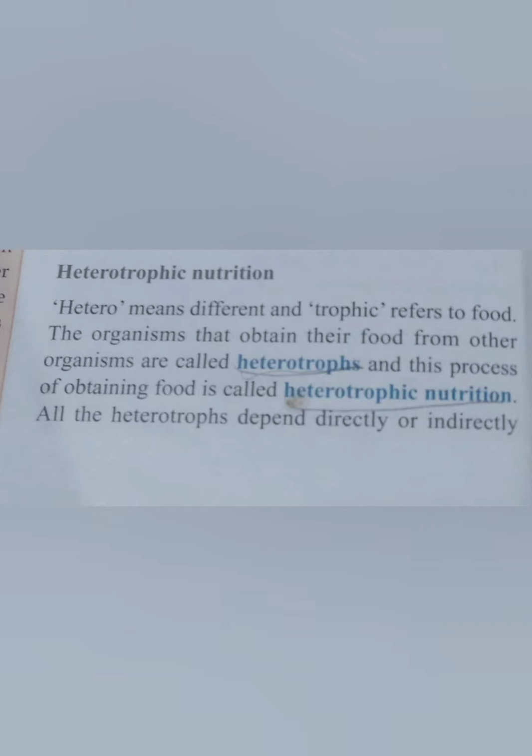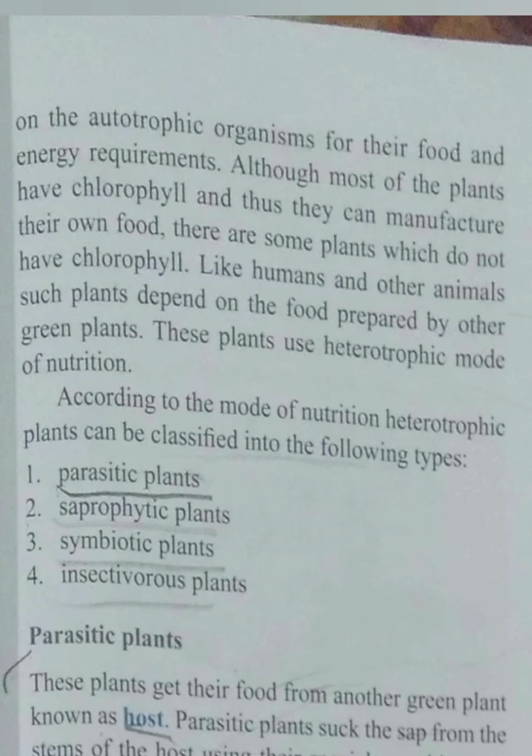The second type of nutrition is heterotrophic nutrition. Hetero means different and trophic refers to food. The organisms that obtain their food from other organisms are called heterotrophs, and this process of obtaining food is called heterotrophic nutrition. All the heterotrophs depend directly or indirectly on the autotrophic organisms for their food and energy requirements.